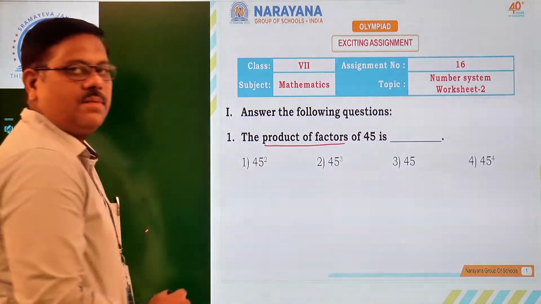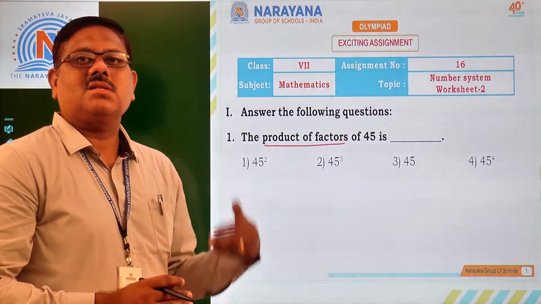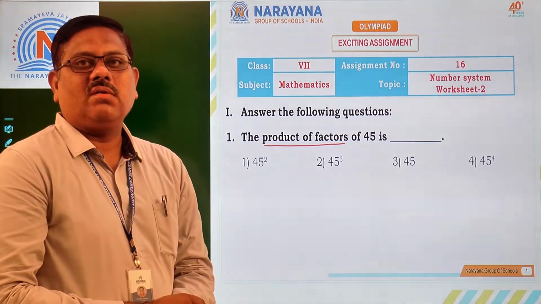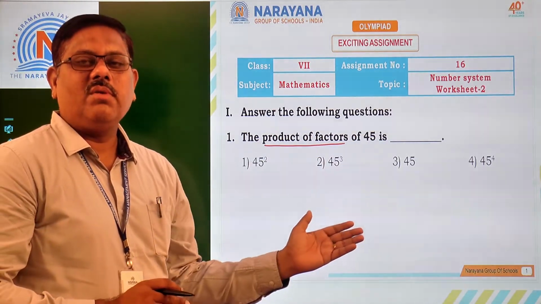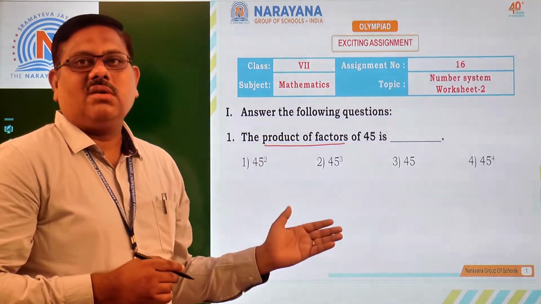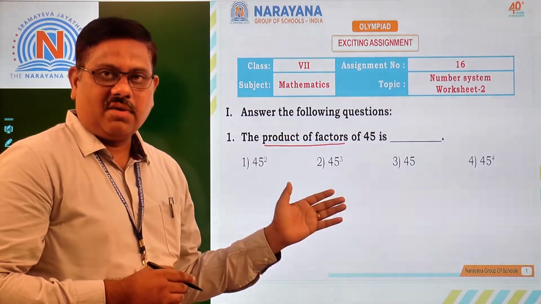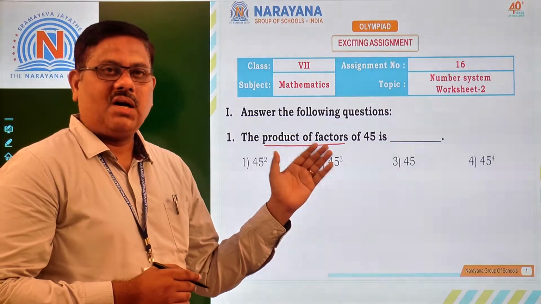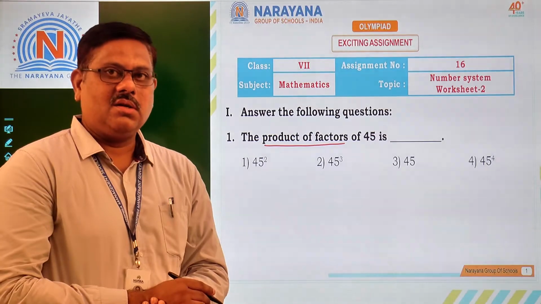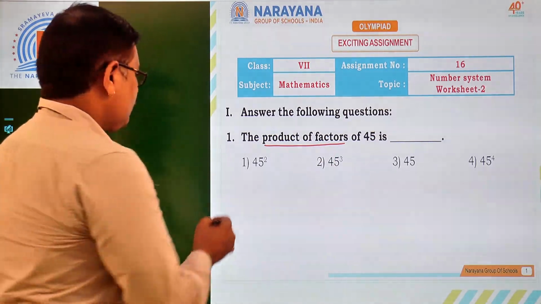Whether he is asking product of factors or number of factors or sum of factors, what is the first step? The given natural number we have to convert into its standard form. What do you mean by standard form? You have to write it as product of its prime factors. That is what we call the standard form of the number. That is the first step. After that, we see what formula we have to apply to get the product of factors. First step is to convert 45 into its standard form. Let us do that.